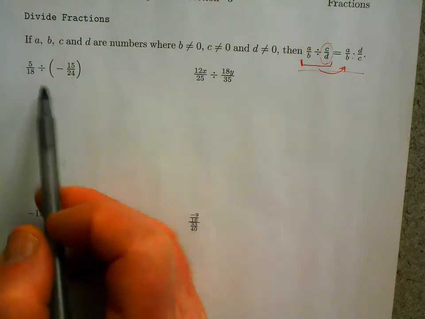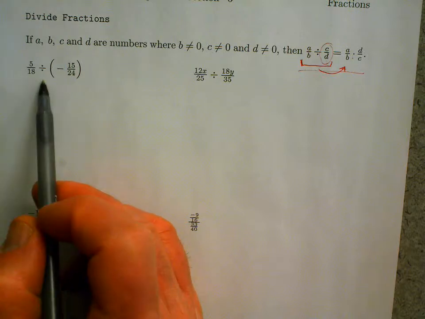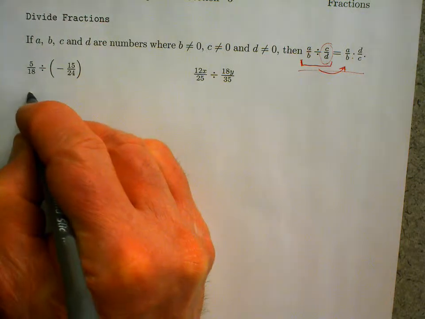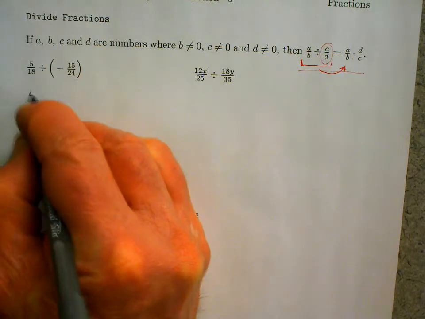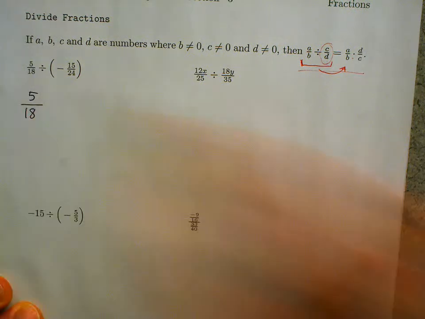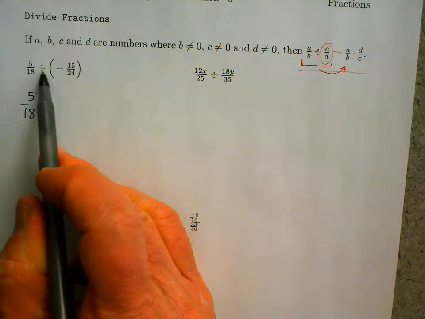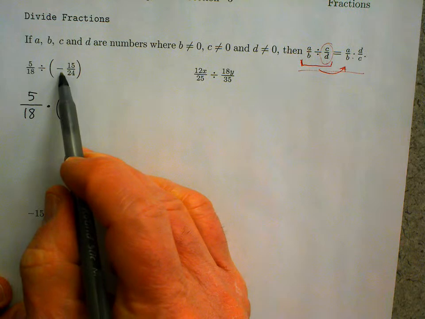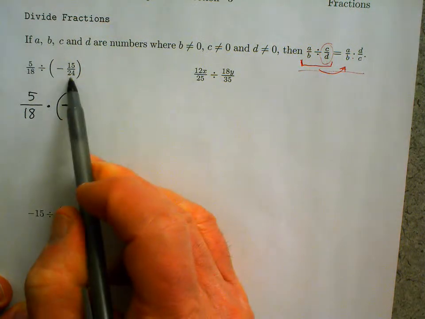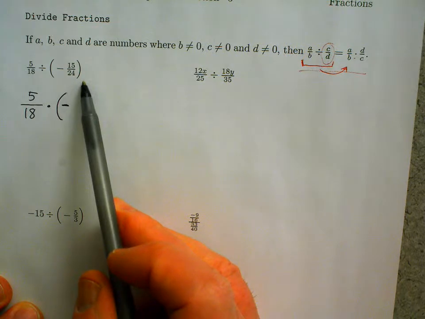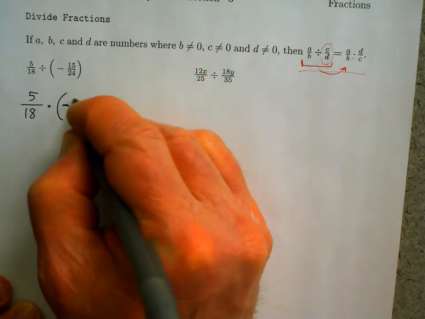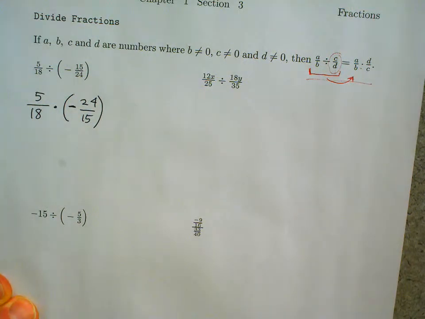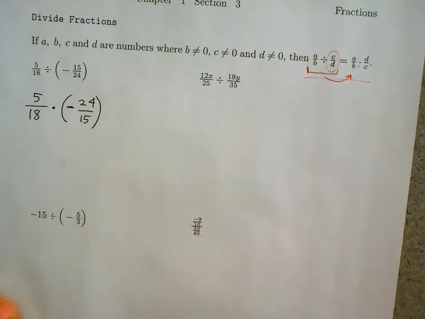Okay, so on this one, 5/18 divided by negative 15/24. The fraction on the left stays the same, 5 divided by 18. We're going to convert to multiplication, but in so doing, we have to write the reciprocal of the divisor. The reciprocal of negative 15/24 is negative 24/15. And now we can use any method that we want to multiply those two fractions.